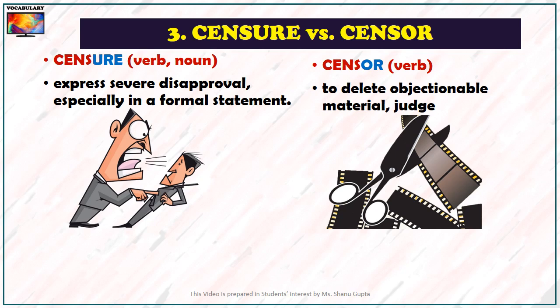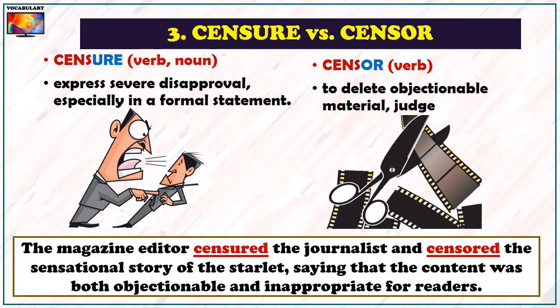An example sentence for both words is, the magazine editor censured, which means officially reprimanded or scolded, the journalist, and censored, which means deleted objectionable portions from, the sensational story of the starlet, saying that the content was both objectionable and inappropriate for readers.